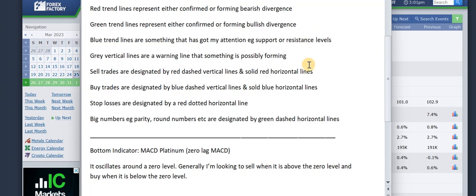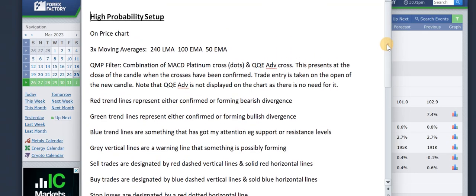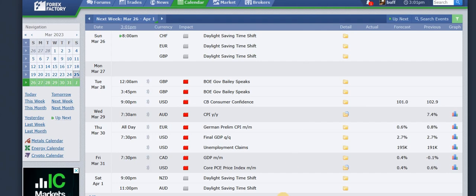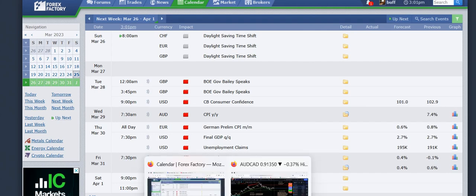The main thing, and I'll go through this in the video, is the bottom indicator is a MACD Platinum, which is a zero lag MACD. It oscillates around the zero level. So generally I'm looking to sell when it's above the zero level and buy when it's below the zero level. But you'll see all that when we go to the charts. I'm going to rush through this today because my head's not 100% functioning here.